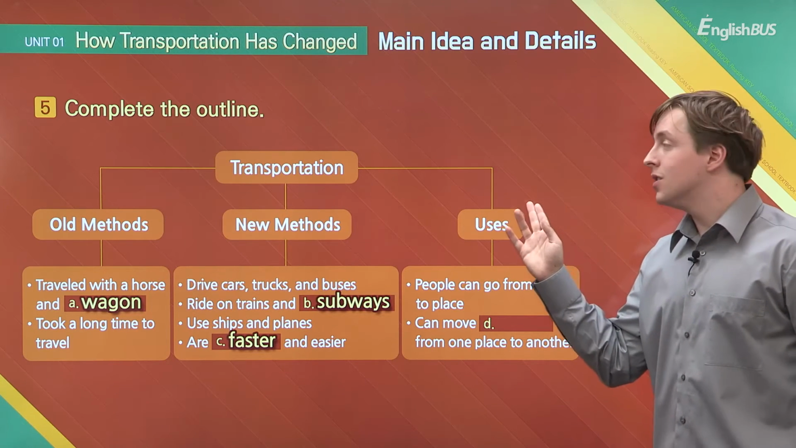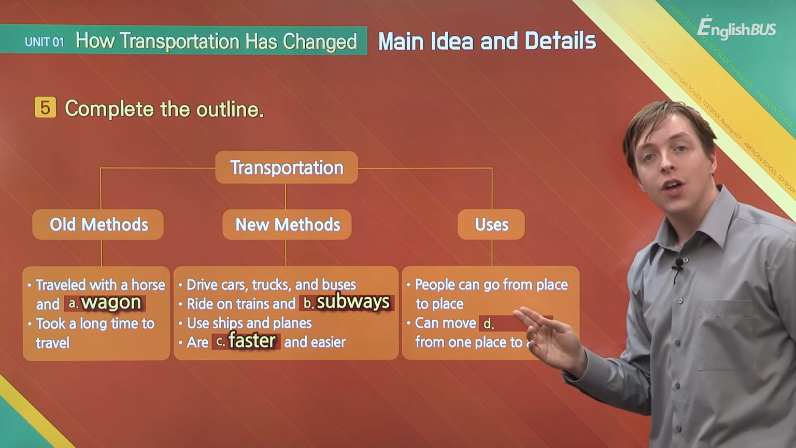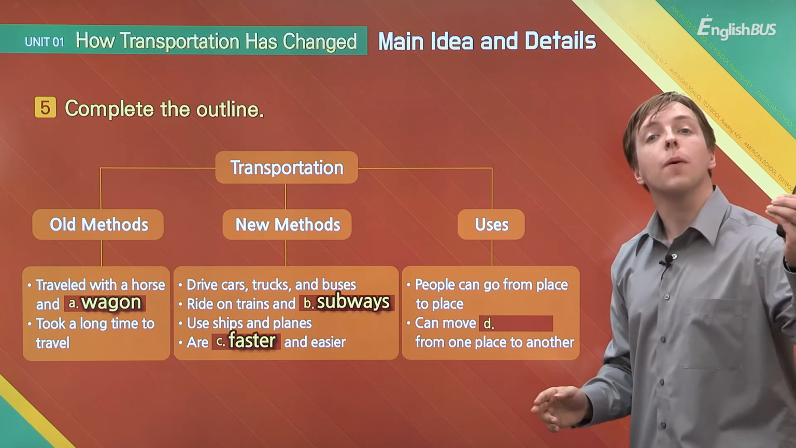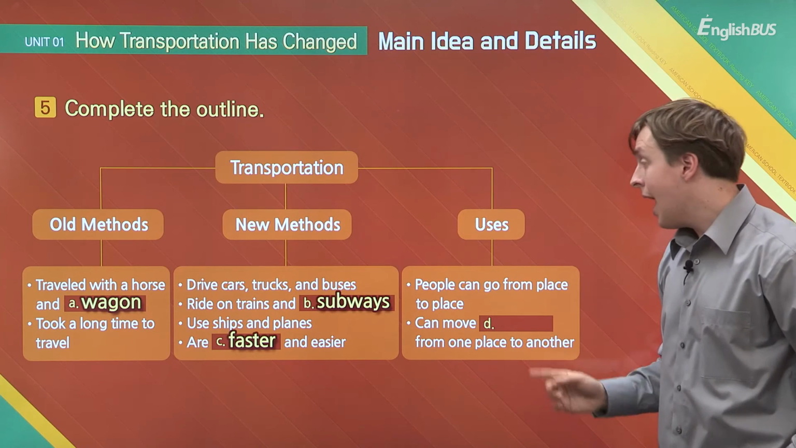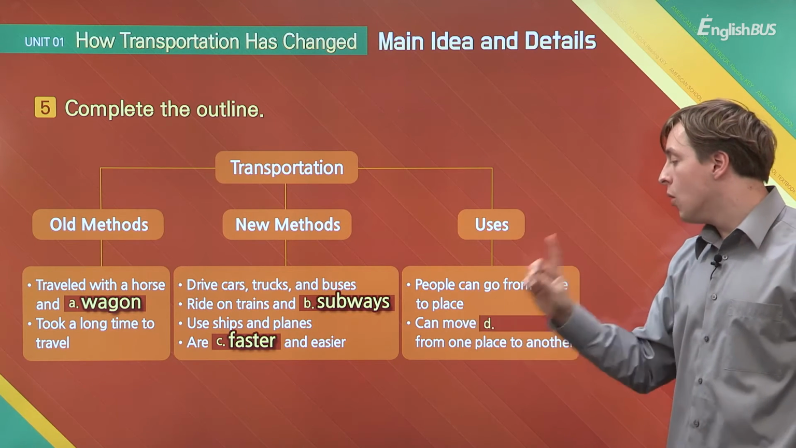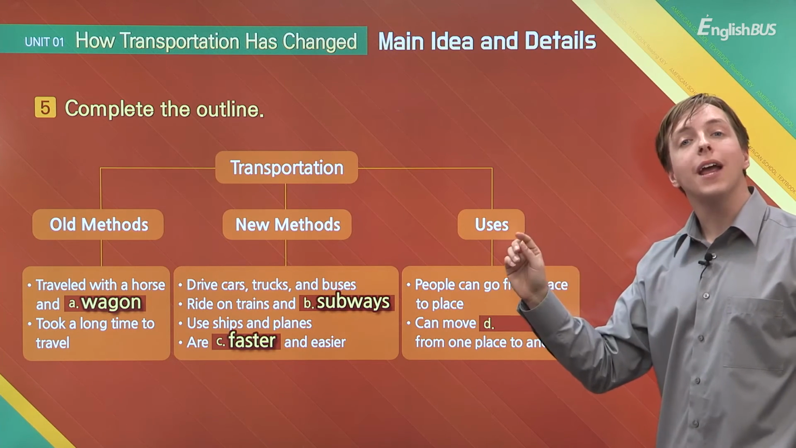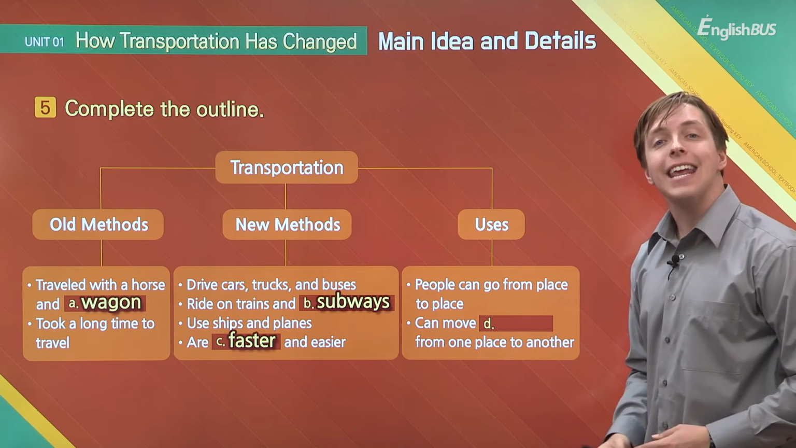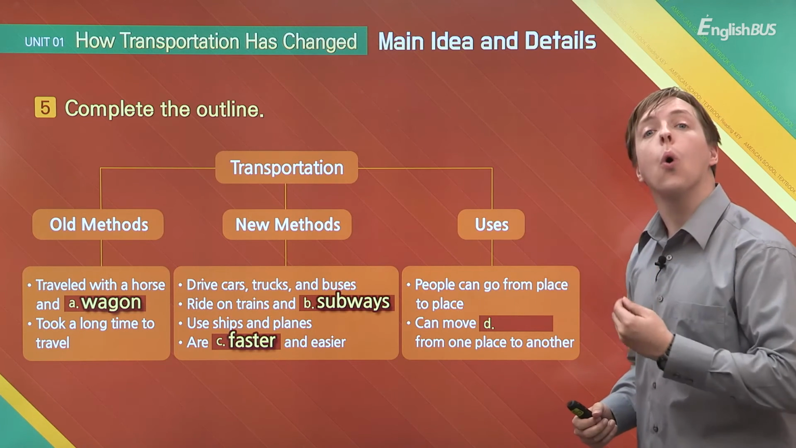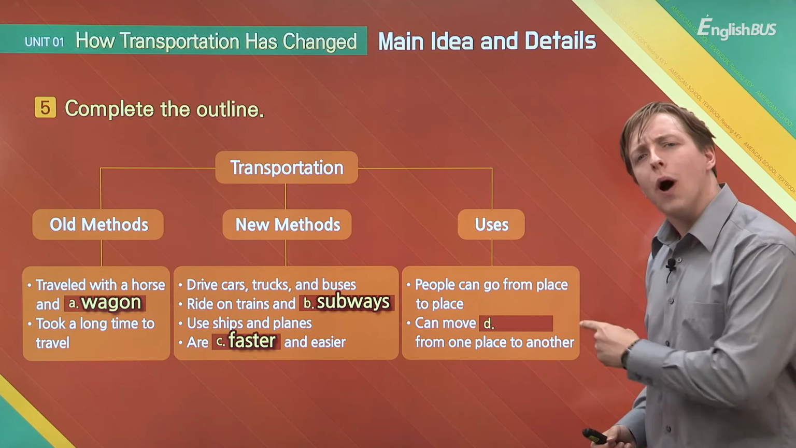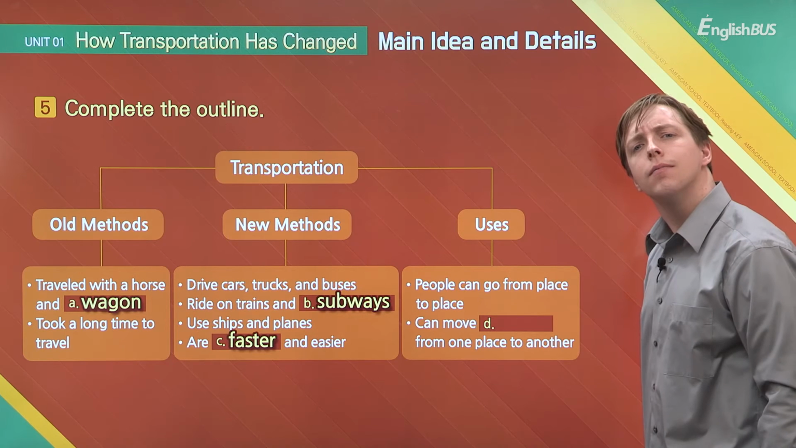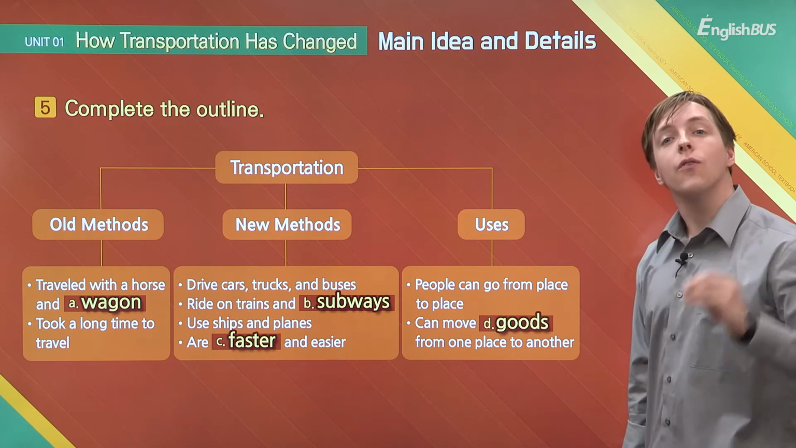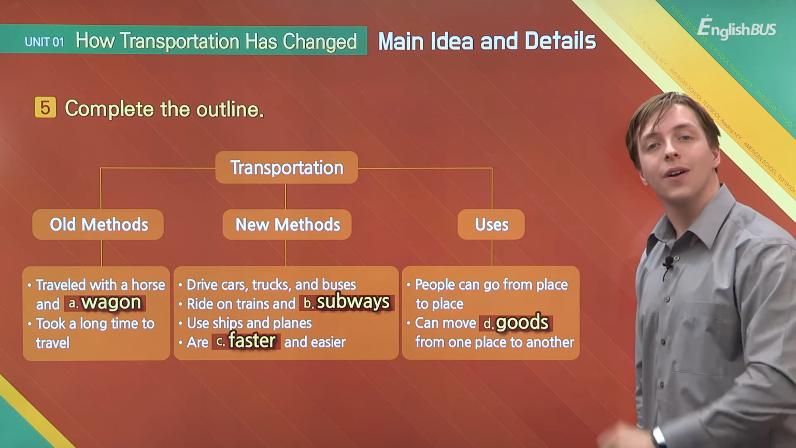Finally, the uses of transportation. We use transportation so people can go from place to place, and so that we can move from one place to another. Remember, this word is anything that can be bought or sold. What is this word here? Well done. Can move goods from one place to another.